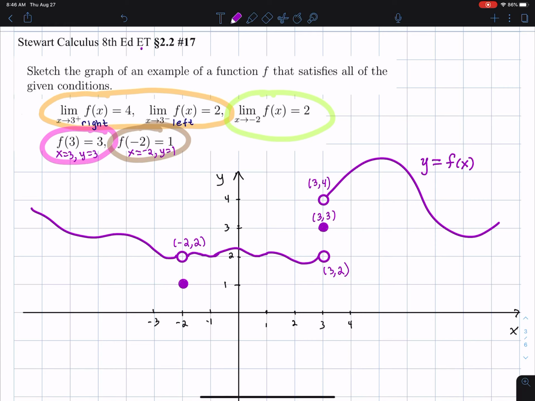But what all of them have in common is these limits. As x approaches 3 from the right, the limit is 4. As x approaches 3 from the left, the limit is 2. f of 3 is 3. And then as x approaches negative 2, the limit of f is 2. But f of negative 2 is 1. Okay, that's all.